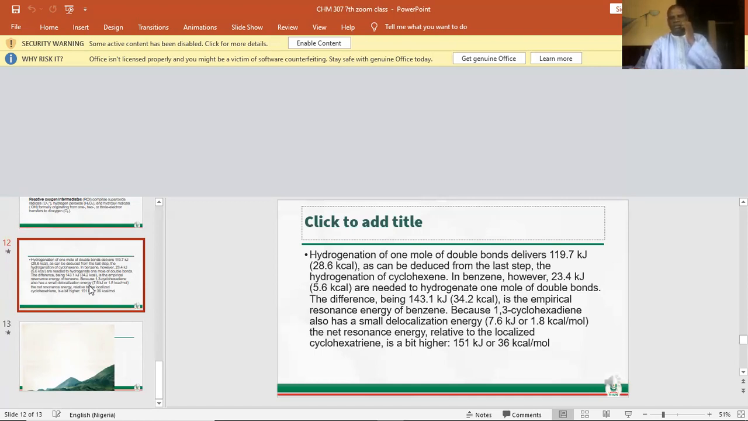36 kilocalories per mole. So far in this class, we have looked at the last part of the molecular orbital theory. We also looked at how resonance structures are written. We also looked at the resonance energy, the energy involved, and the examples in certain molecules that we have tried to examine.